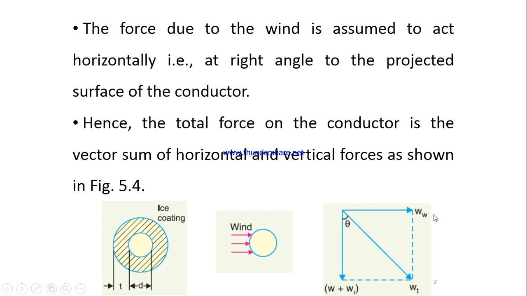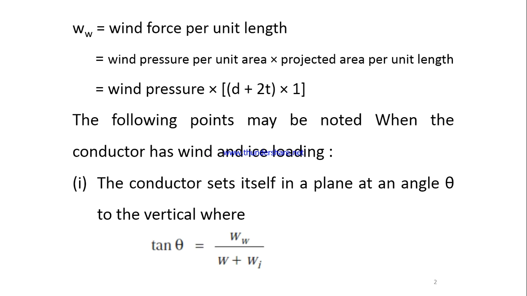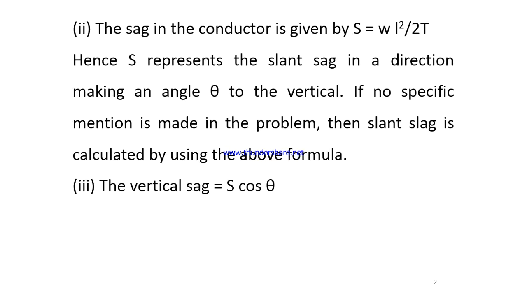The horizontal force is due to the wind, Ww, and the vertical one is due to the self weight W plus Wi, the ice loading. Upon taking the parallelogram law, we have Wt, which is the resultant of the ice loading and the weight due to the wind action. So Wt is equal to the square root of (W plus Wi) the whole square plus Ww the whole square. Obviously, we can have the calculations and substitute.